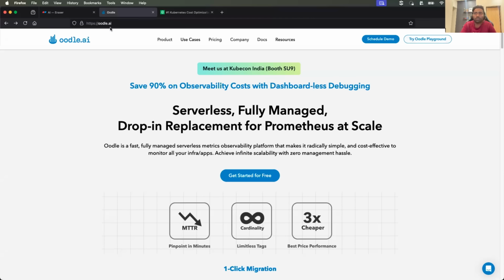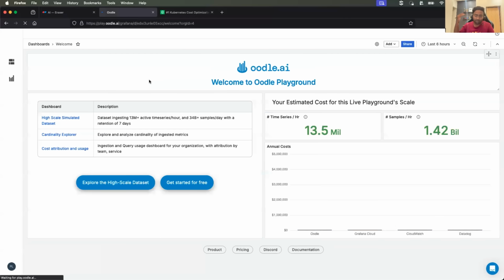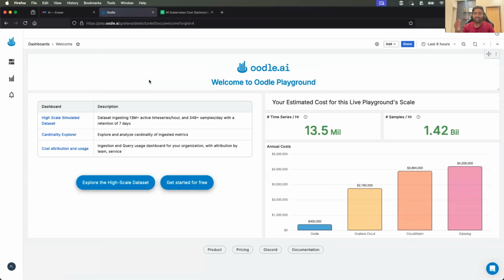Just go to oodle.ai and click on Try Oodle Playground. Their playground is connected with a demo cluster, and it also has data that you can play with, so you can get a nice look and feel of the platform. And if in your organization you are leading observability, or maybe trying to introduce observability into your organization, you can definitely give it a try.